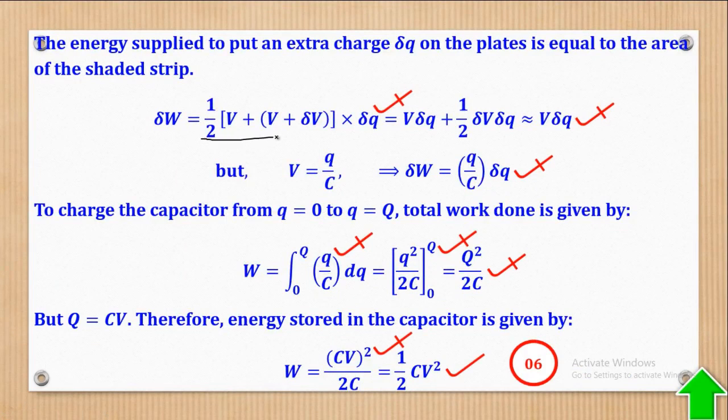So half a mark for this area, half a mark for this assumption, half a mark for this substitution, half a mark for this definition of work, total work, half a mark for integrating, half a mark for the output, half a mark for substitution, full mark for the required expression.